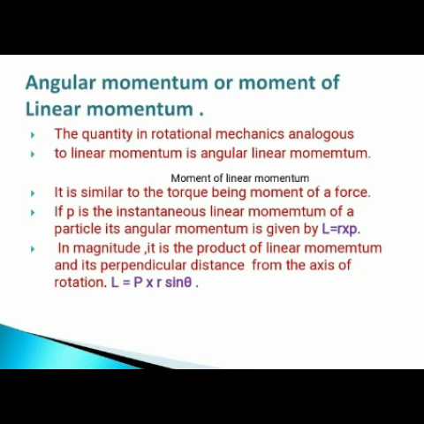If I take small p as the instantaneous linear momentum of a particle, its angular momentum is given by the formula capital L equals r cross p, where small r is the position vector of the particle and p is the momentum of the particle moving in a rotational circle. The magnitude is the product of the linear momentum and the perpendicular distance from the axis of rotation. Thus, students, we complete the different topics in rotational moment of inertia.